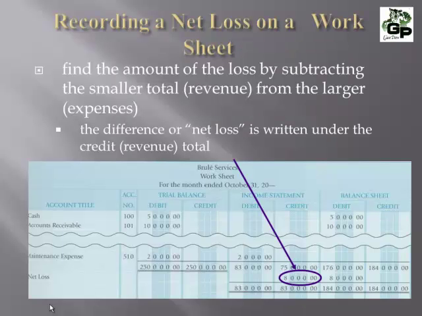Now, how do we record a net loss on a worksheet? This is a little bit different. The first examples that we did were only with net income. So how do we do net loss? Well, if we take a look at this example, we can see that our debits are 83,000 and the credits are 75,000. So the debits mean we have more expenses than we do revenue. So that means we have a net loss of $8,000. That's the difference between 83,000 and 75,000.